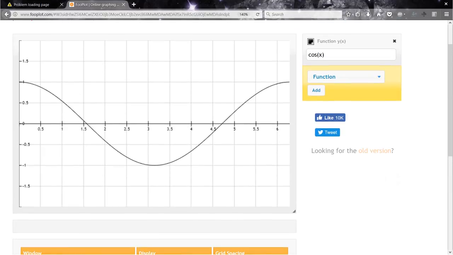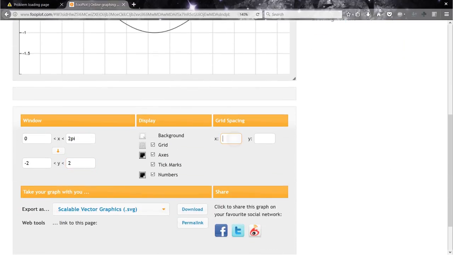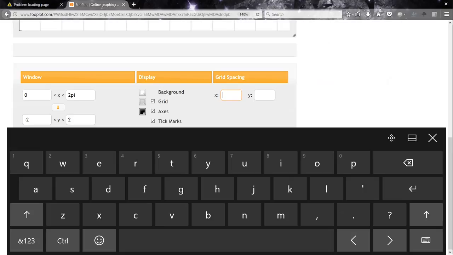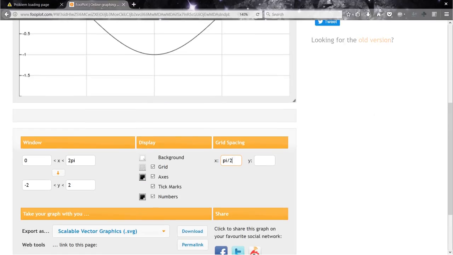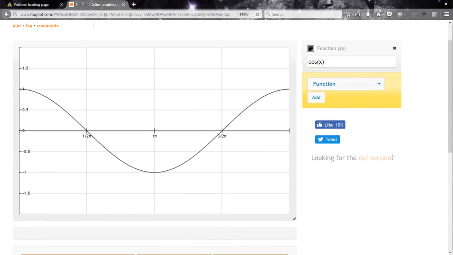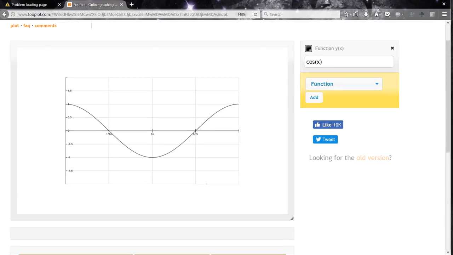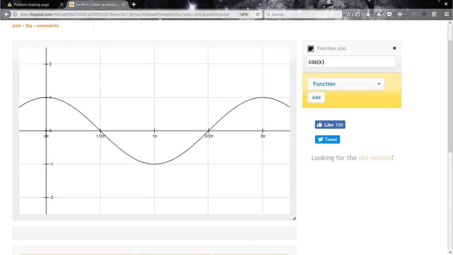All right, so there is one period right there, but my axis is not labeled nicely. It's labeled in decimal, not multiples of pi. So down here, grid spacing, let's space it out, maybe pi, I'll just go pi over 2. And now we can see things are labeled in pi's. It's a little hard to see without zooming in, but you've got pi in the middle, and it left out 2 pi on the right. But if I zoom out a little bit, you can see 2 pi.